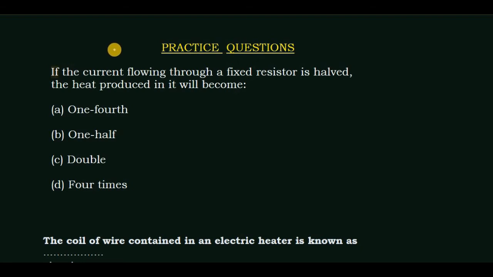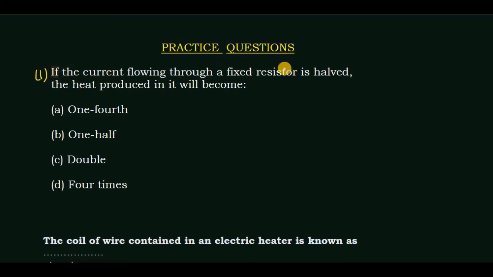Now here we have some questions for practice. First we will do some MCQ questions, then some numericals we will solve. The MCQ questions from this chapter are not very difficult. So here we start. First question: if the current flowing through a fixed resistor is halved, the heat produced in it will become what?